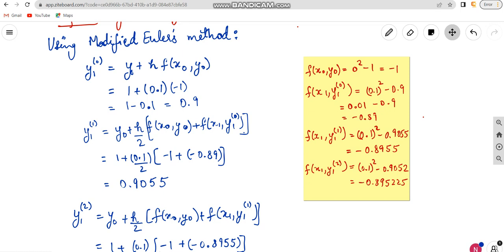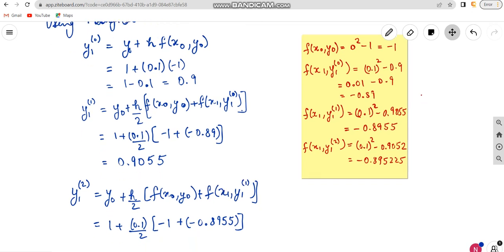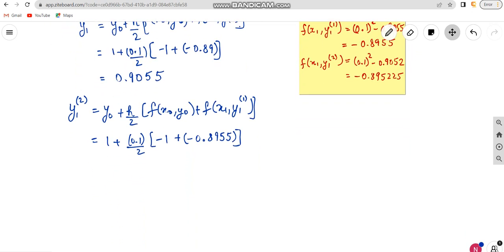Now are both these initial and first approximation equal? No, they are not equal. There is a difference of 0.0055. So this is not the corrected value of y1. So I'll move one step more ahead and I'll calculate the second approximation of y1.